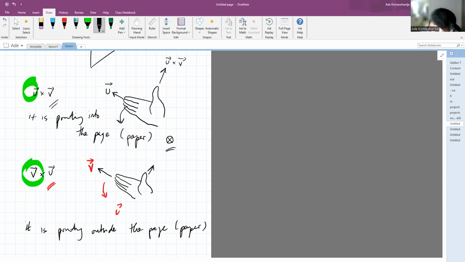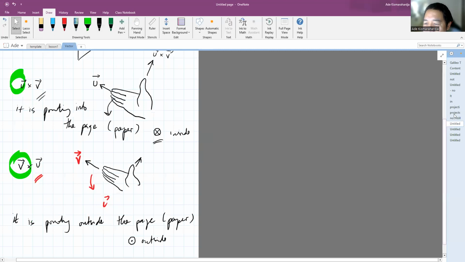Now, there's a notation to say that something is going outside the page, something going outside from the page. So we will write like this, using a circle, and then there is a small dot in the middle. So that's just to say this is outside the page, and this one is inside. So that's how we get the direction, okay?